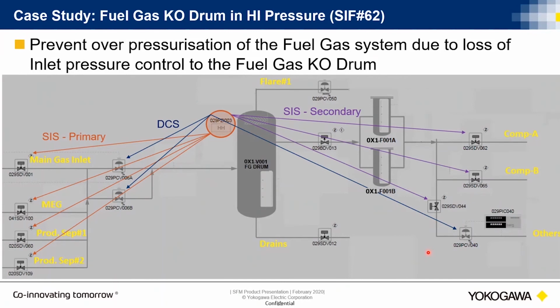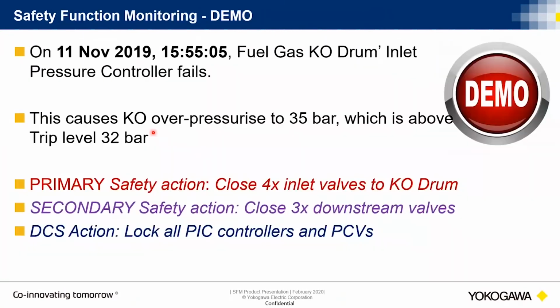So that's the story of our knockout drum. Like I mentioned, only the orange ones are part of my SRS. The secondary ones are part of my cause and effect, and the blue one is a DCS function. It is important, and one of the key takeaways from this presentation should be this: it is important to remember that the SFM application is a SIF monitoring tool and not a cause and effect monitoring tool and not a DCS monitoring tool.